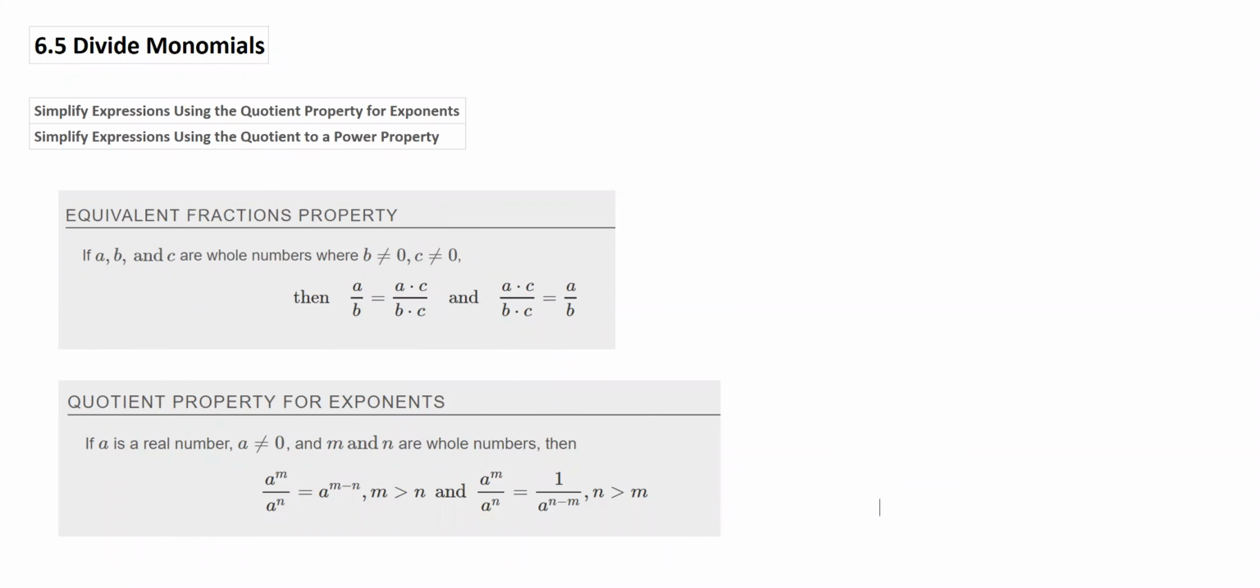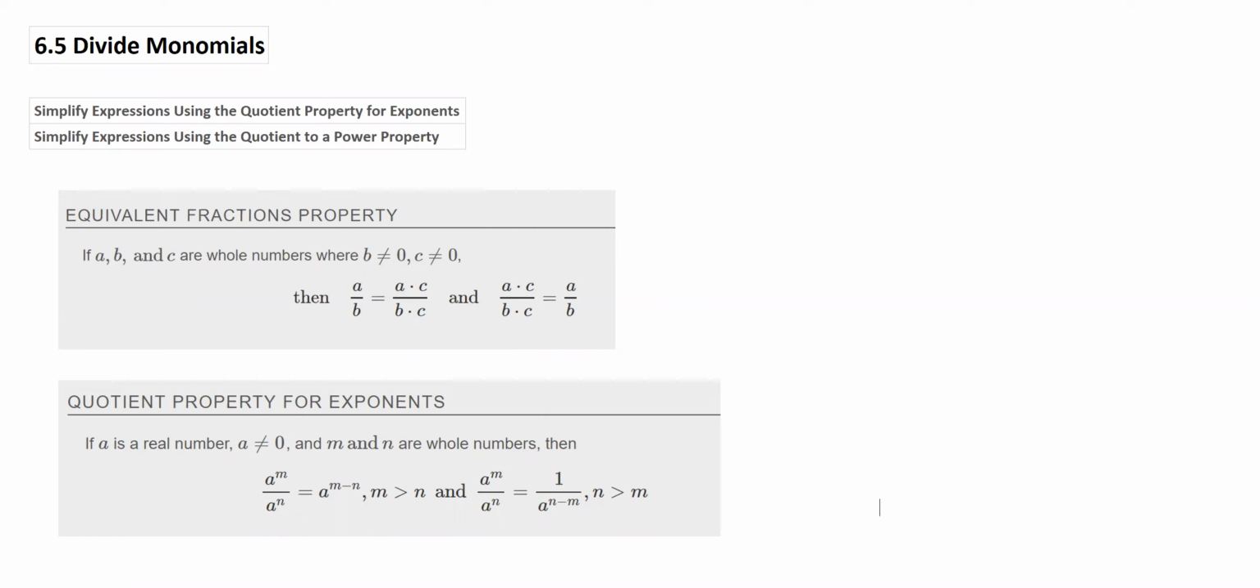Welcome to 6.5, Divide Monomials. Here we look at two objectives. We're simplifying expressions using the quotient property and quotient to a power property. If you recall, this sounds very similar to the power property and the product property. So we're going to use the same idea, but it has its own rule here, instead for quotient.